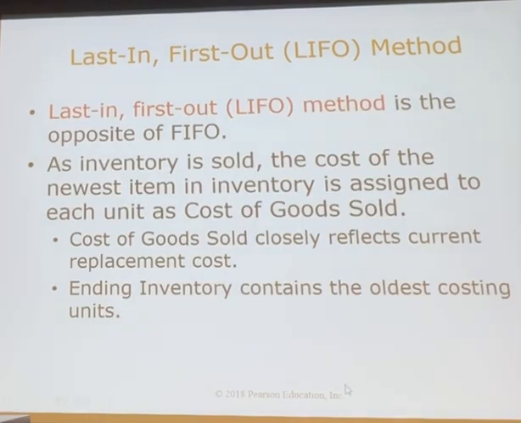Okay, the next method that we're going to look at is last in, first out, what we call LIFO. So this is the opposite of FIFO. So now we're going to assume that we sell the units that we purchased most recently. And the older units that are in our inventory will tend to just stay in our inventory. The oldest units never get sold unless we sell entirely through our inventory in some particular accounting period.